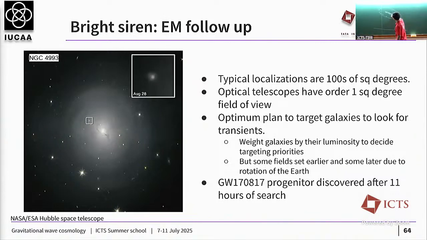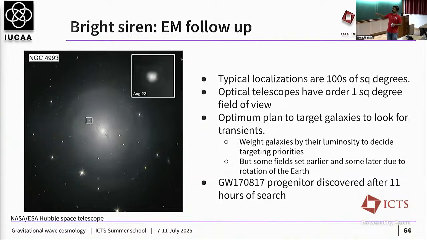Let's suppose your field of view is something like this, then you have to tile the field, right? And depending upon the rising and setting strategy, will you be able to get to the high probability points or not? You decide, and based on that, you work out an observational strategy.